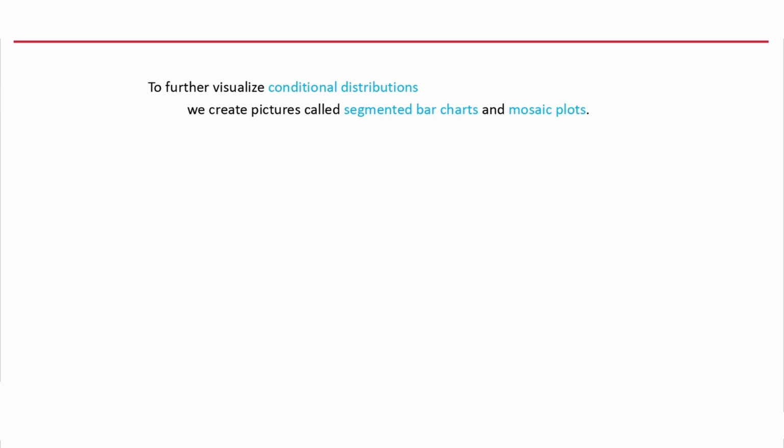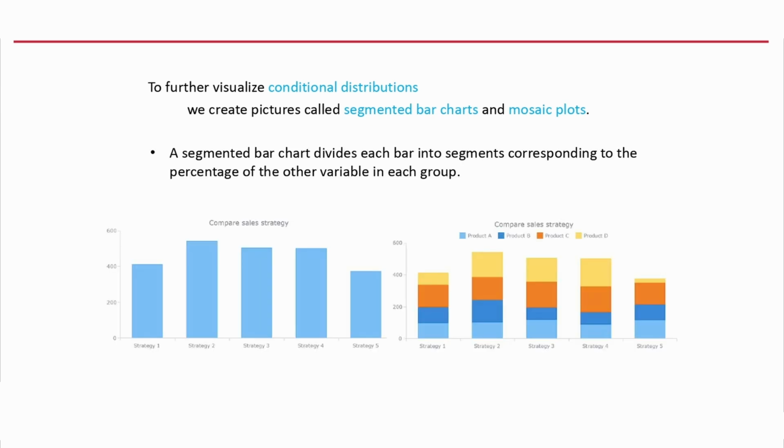Now, the frequency table was for one variable, just like the contingency table was for 2. And so when we have a bar chart for one variable, we have visuals for 2 variables as well. So I'll show you a few of them here. The segmented bar chart is the first one I want to talk about. On the left here, I have a bar chart that displays 5 different sales strategies and the number of sales corresponding to each. But in this company, they also sell 4 different products. So I have segmented each bar to show how much of each product is sold within each strategy.